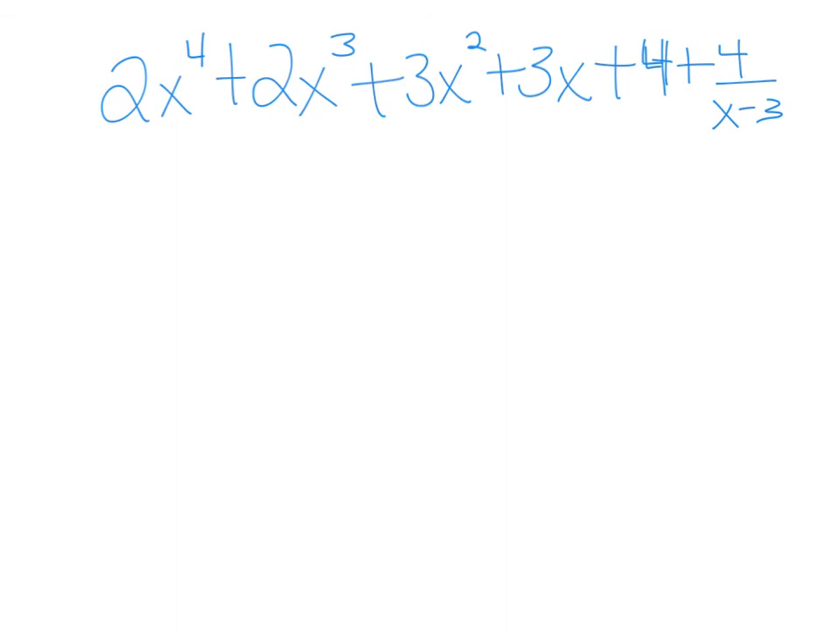So our final answer from the previous example is 2x to the fourth plus 2x cubed plus 3x squared plus 3x plus 4 with a remainder of 4. And remember that we always write our remainder over our divisor, and our divisor was x minus 3.